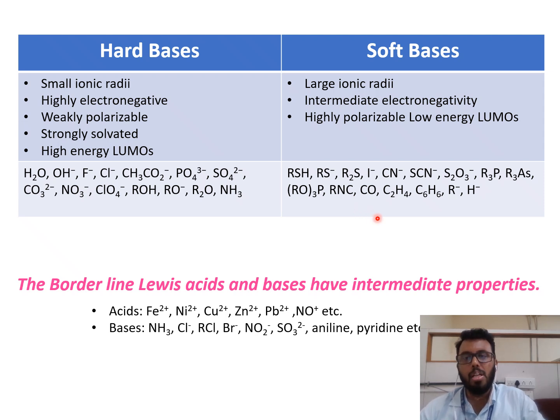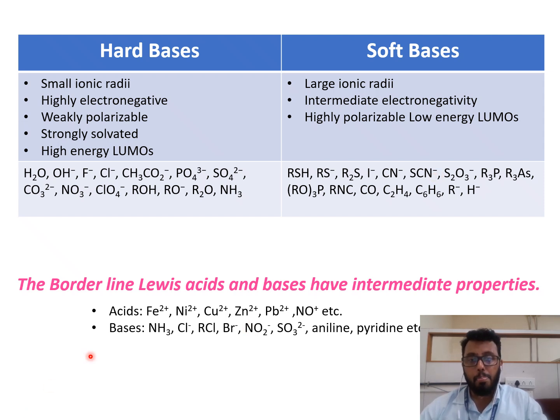Just remember this one. And then carbonate, and there are other species like arsenic, R3P, and also benzene, organic compounds, and also ethylene, R minus, H minus, sulfide, several examples. But as I said, just write any two or three. I would say iodide, CN, SCN. These three you can easily remember. So you can write this one.